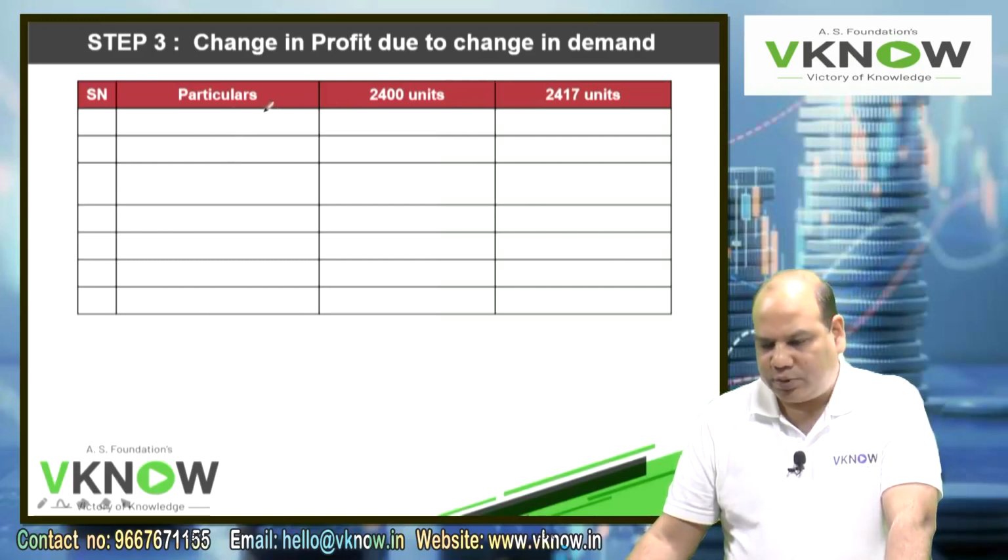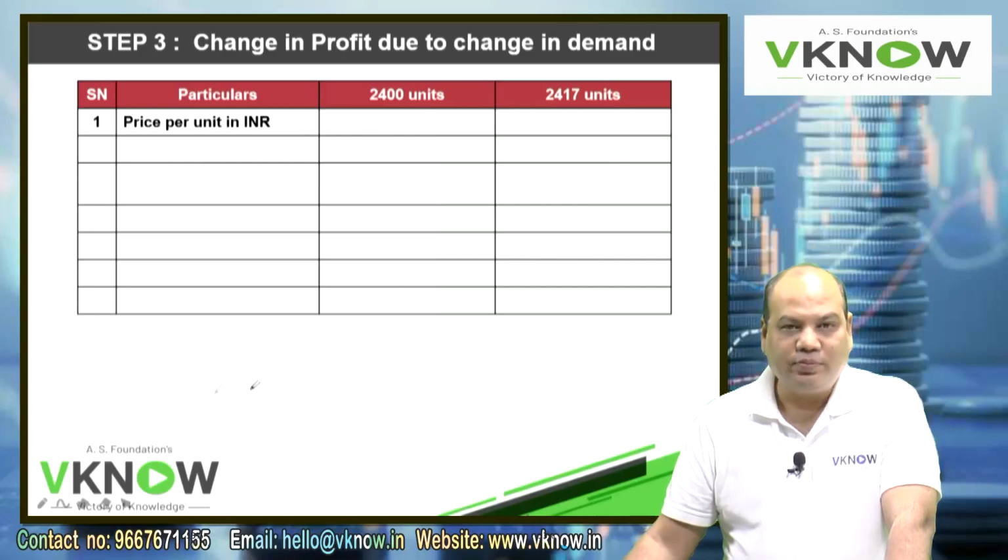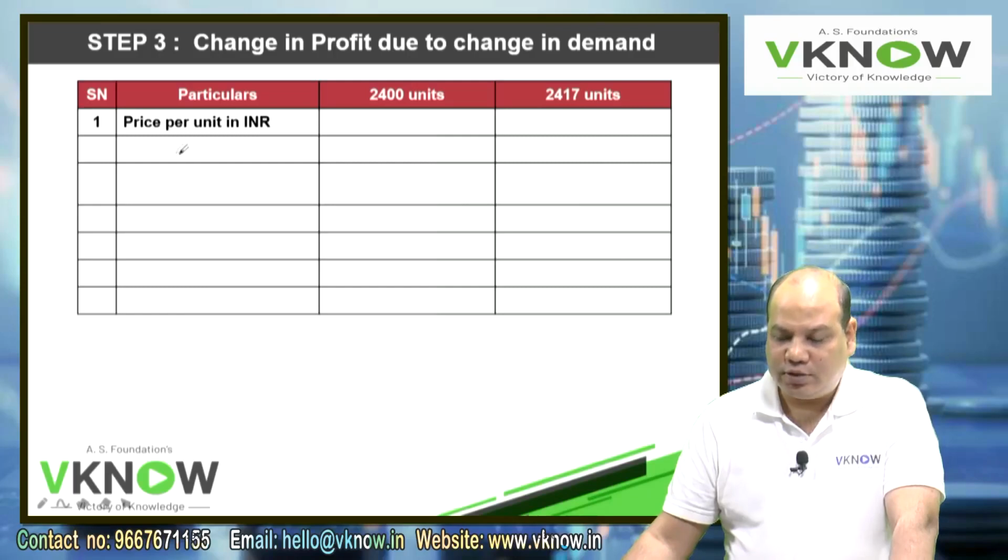Serial number, particulars, 2400 units, 2417 units. So first write down point number 1, price per unit in INR. Now this is like a small costing question. You have learnt costing in your intermediate or final syllabus. So we just have to calculate the profit: revenue minus cost.